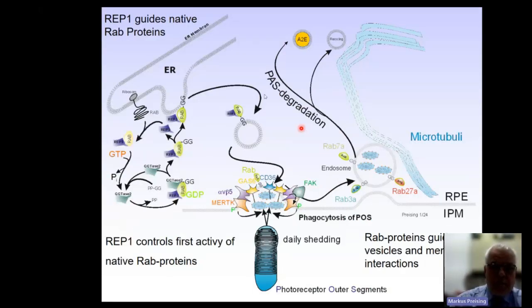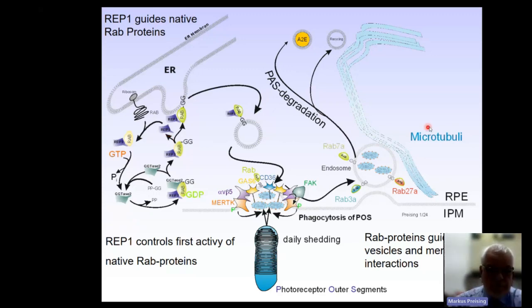This is a small sketch about the function of the choroideremia gene. And what you see here is that the choroideremia gene is absolutely important in controlling Rab proteins that are involved in the phagocytosis of photoreceptor outer segments.